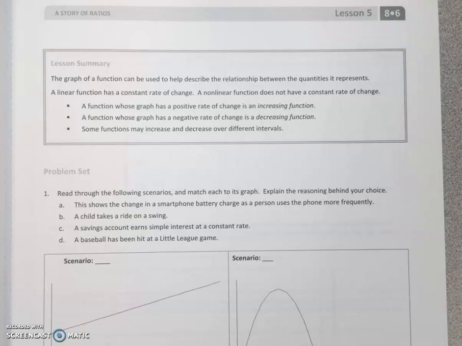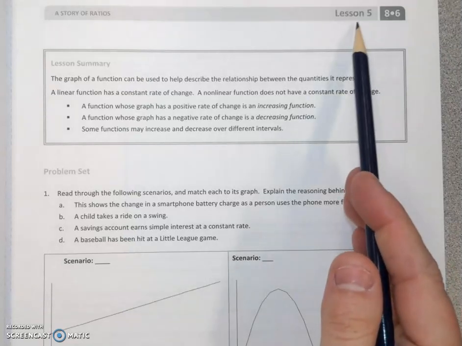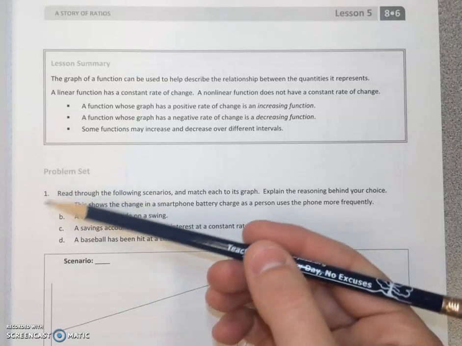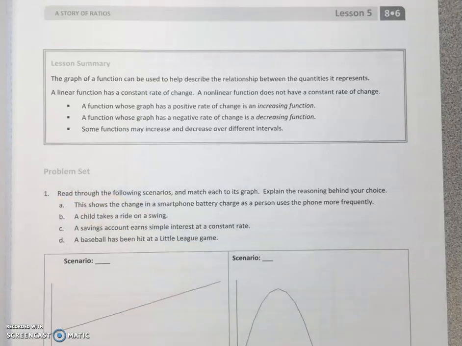Okay, here we go. So our homework for tonight is lesson 5. We're in module 6. It starts on page S39 and we're going to start with problem 1. First, I'm going to review things that we talked about in class, and this kind of piggybacks on our lesson that we've been talking about all week, which is kind of cool.